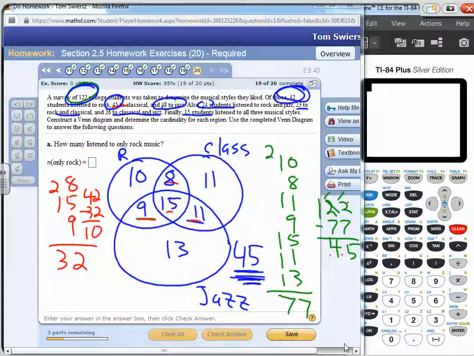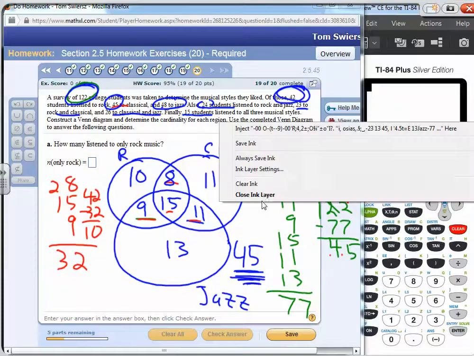Okay, so now we got to make sure we remember these numbers. I'm going to copy them down. 10 in only rock, 8 in rock and classical, 11 only in classical, 9 in rock and jazz, 15 in all 3. Classical and jazz but not rock is 11, only jazz is 13, and the 45 are in none of the 3, okay? So then you have that filled out.